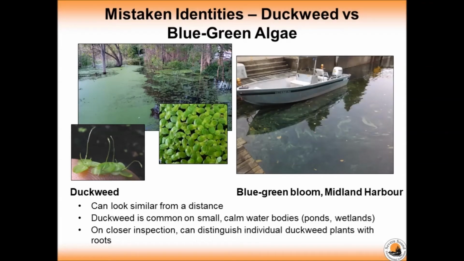Another very common mistaken identity is duckweed, which from a distance can also look very similar to a dense blue-green algae bloom. But again, when you start to look at it a bit closer, you can see that there are individual little plants there. And if you pick it up with a stick or whatever and flip it over, they do have these little root structures. So that one's a pretty easy one to distinguish.